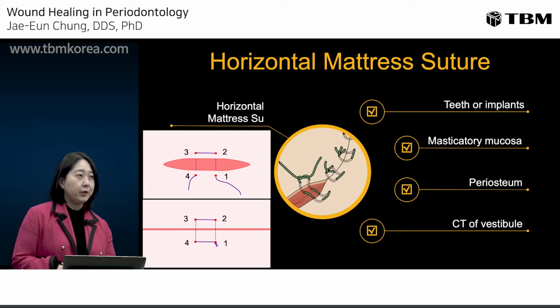Horizontal mattress suture is the strongest type of suture. This is used when there is a large distance between tissues, and for closure of bone graft in implant sites. This can evert a large amount of the flap in the surgical area, but sometimes the depth of the vestibule can be very shallow. Also, this suture can leave a gap between flaps. You have to add a simple interrupted suture along the flap margin.